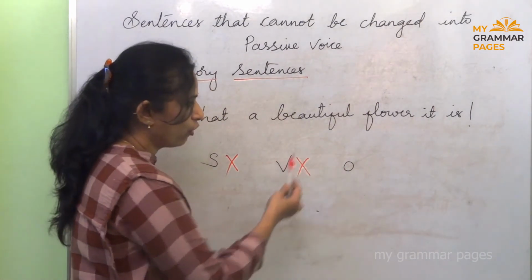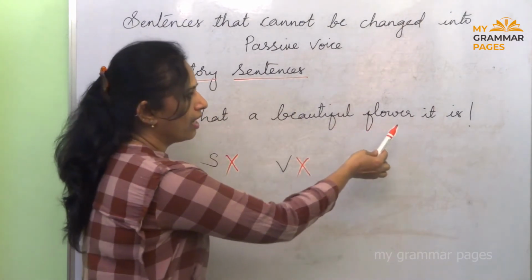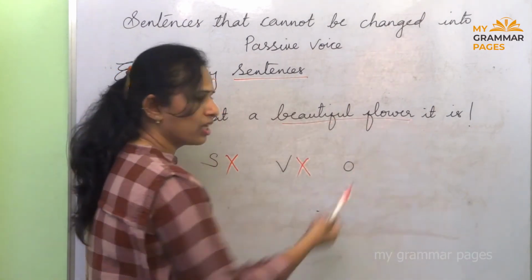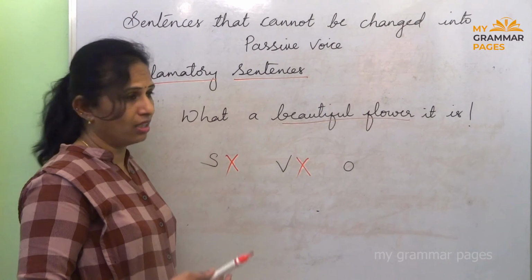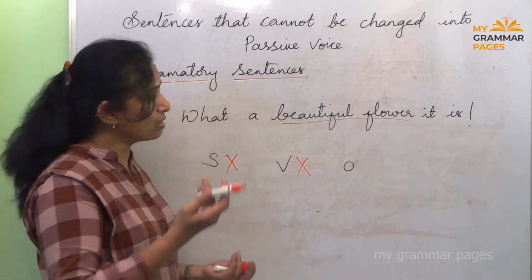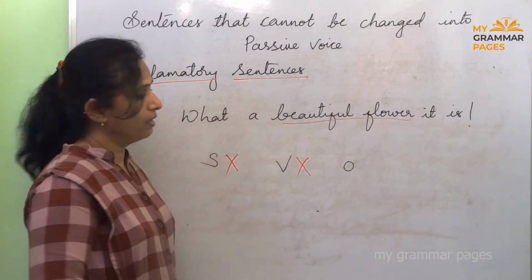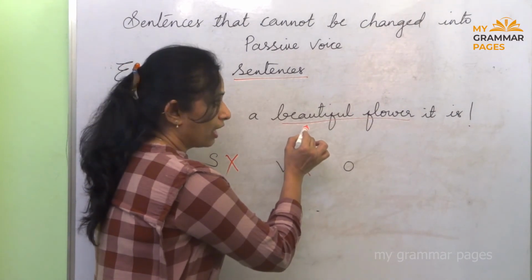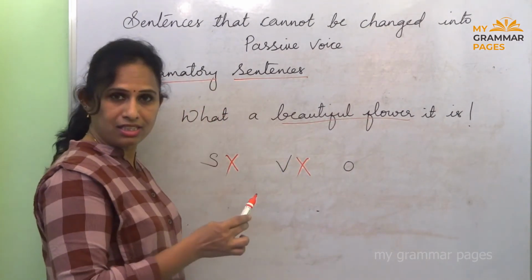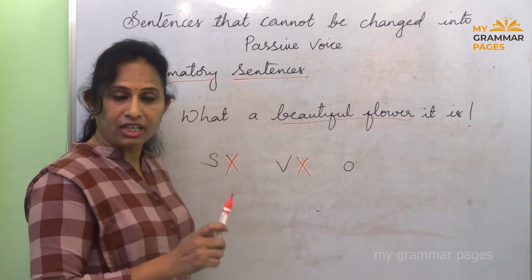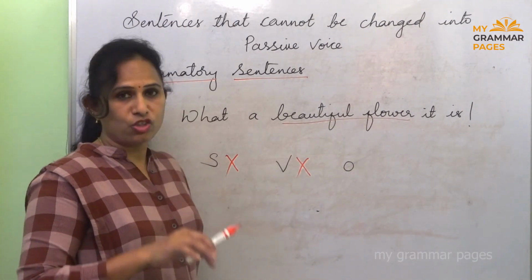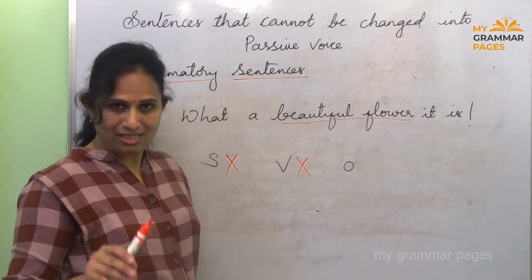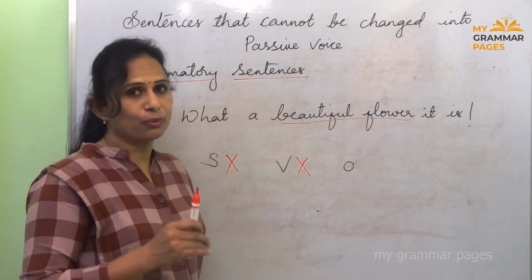And let us find out the object. What a beautiful flower it is. Maybe there is an object, but it is not receiving any kind of action from the subject because there is an absence of the subject as well as an absence of the verb. So we cannot change the sentence if it is given in exclamatory form into passive voice. These are all the exceptions in changing a sentence from active to passive voice. I think I'm very clear with this one.